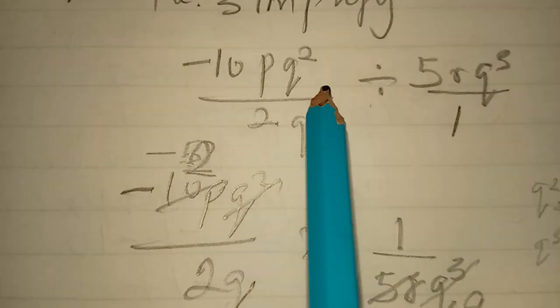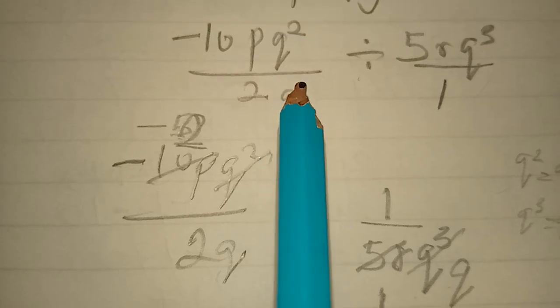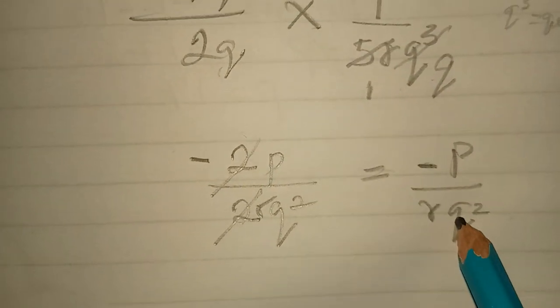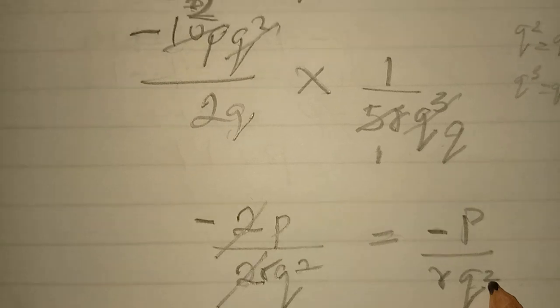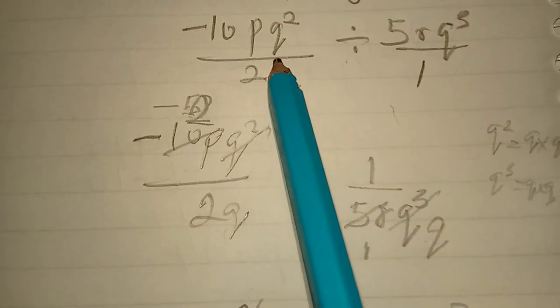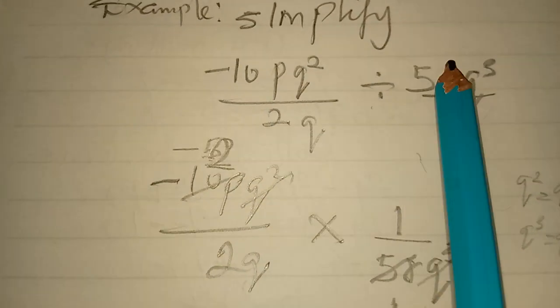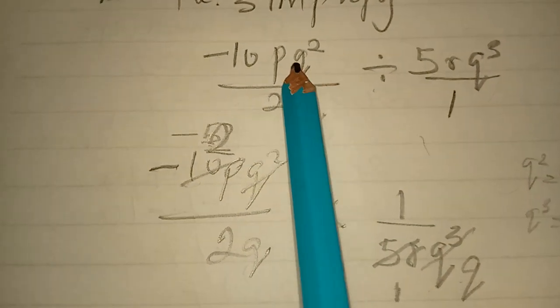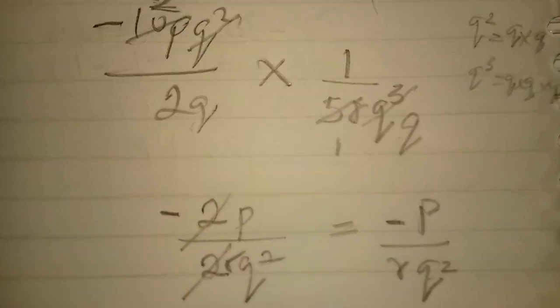Now, compare this to this. This is the simpler form of this. In this case, we've been able to simplify this into this. And this is our final answer.